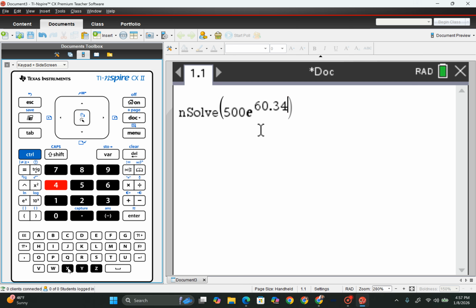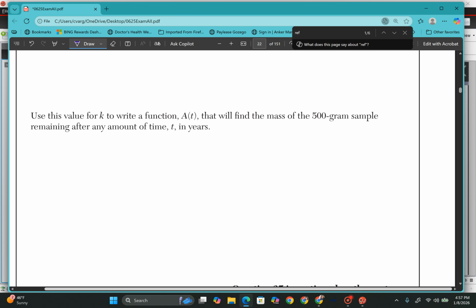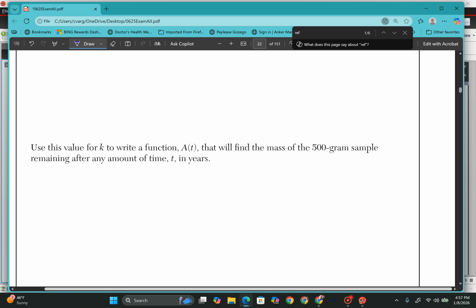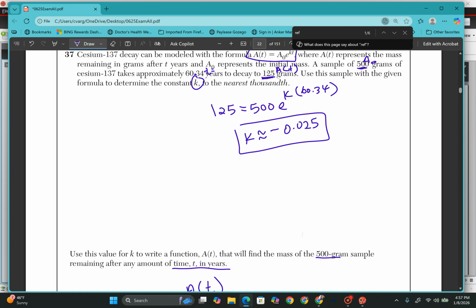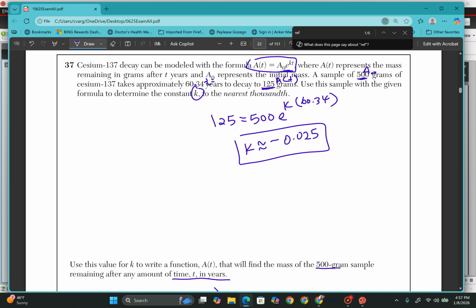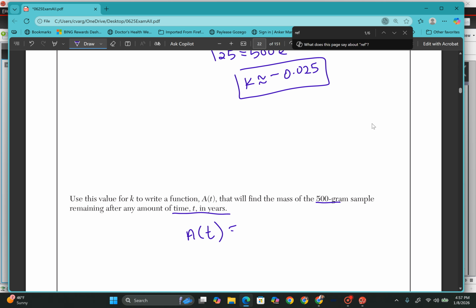That's 2 points. That's not bad. So then it says use this value for k. That will find the mass of the 500 gram sample remaining after t. So now we're leaving it in terms of t. So we have A of t. We're going to use our same formula that we did at the top, right? This original one that they gave us. Our A0 again is 500. So I'm going to put 500 e to the, now we know that k is negative 0.023, and we're going to leave this as t. That's our answer.